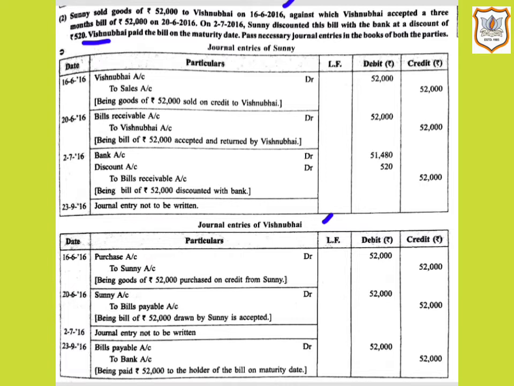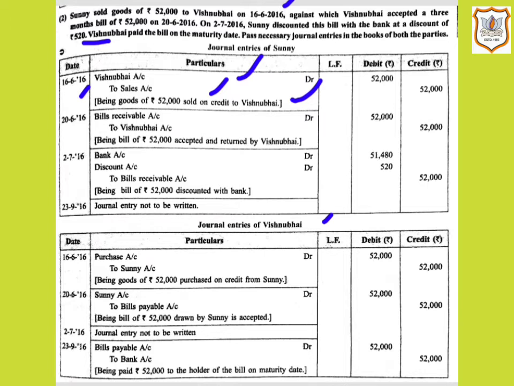So here first it is given that Sunny sold goods of rupees 52,000 to Vishnu Bhai. So in the books of Sunny, here first we will write the date, that is 16th June 2016. Here we will pass the basic journal entry, and you can understand it with the help of golden rules that we have already studied. So according to that rule, Vishnu Bhai account will be debited as he is the receiver of the goods, and sales account will be credited as per the rule of real account, that is, credit what goes out. And in narration, we will write being goods of rupees 52,000 sold on credit to Vishnu Bhai.